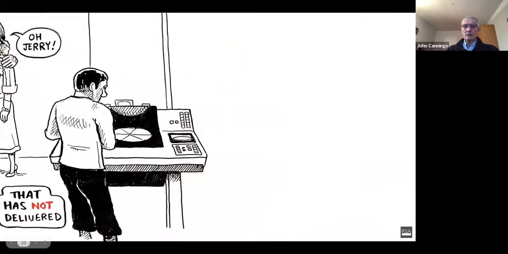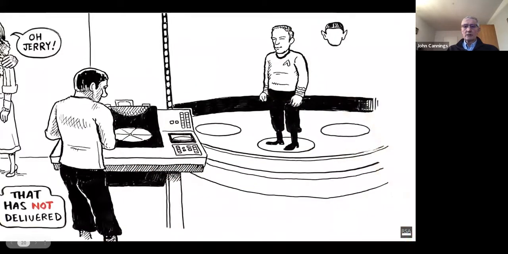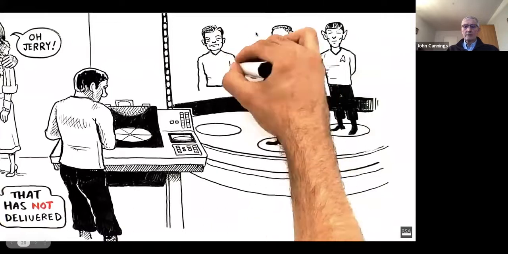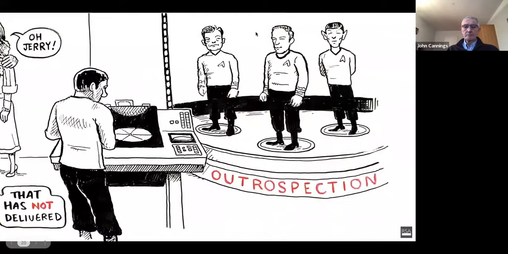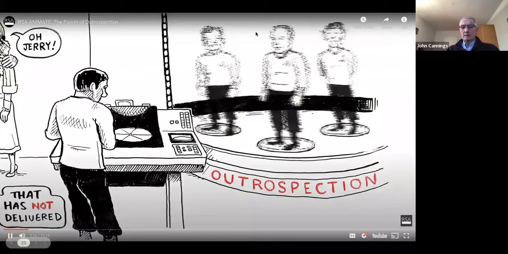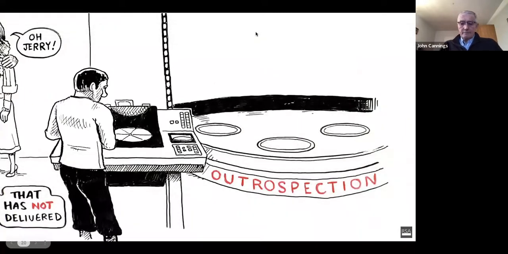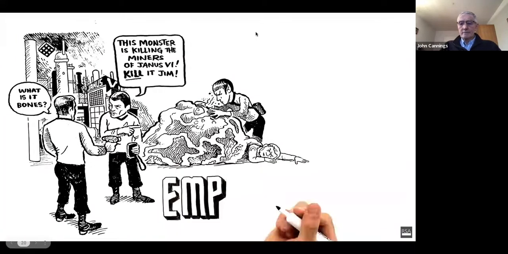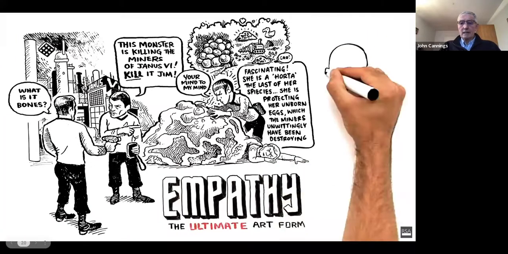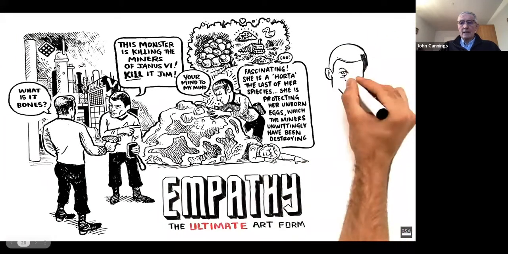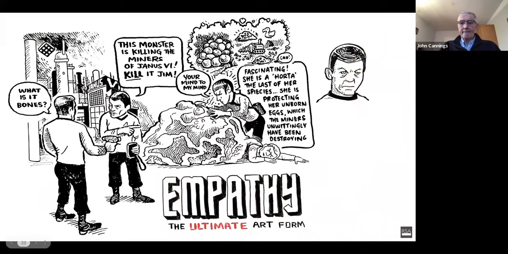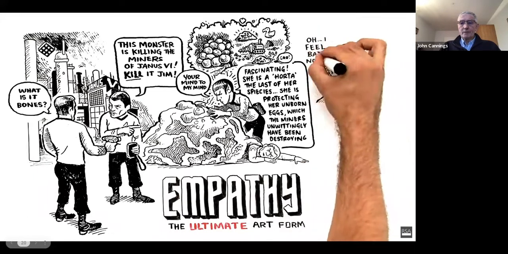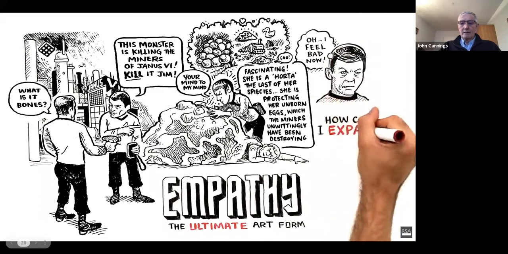Instead of the age of introspection, we need to shift to the age of outrospection. And by outrospection, I mean the idea of discovering who you are and what to do with your life by stepping outside yourself, discovering the lives of other people, other civilizations. And the ultimate art form for the age of outrospection is empathy. I want to talk about what empathy is, why it matters, and ultimately how we can expand our empathic potential.